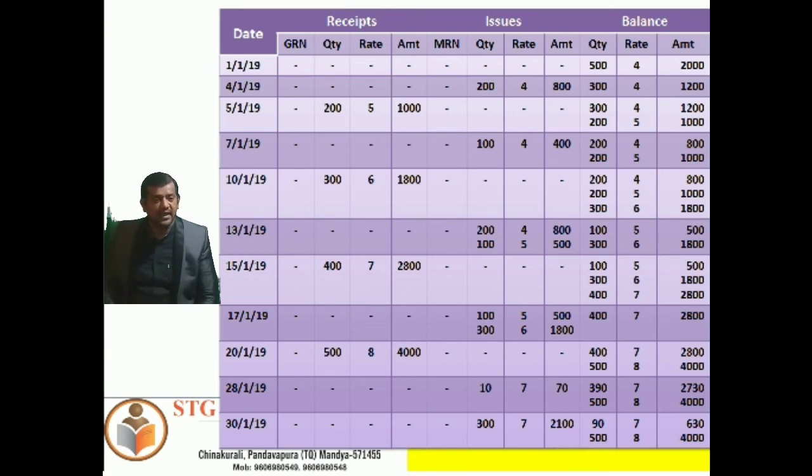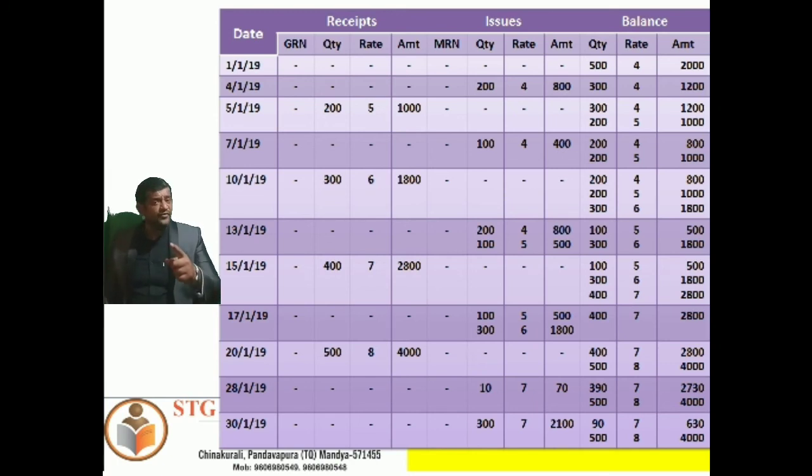On the last day of the month, that is 30/1/2019, there is an issue again. Receipts GRN nil, quantity nil, rate nil, amount also nil. Under issues, MRN is also nil, but under quantity 300 units has been issued at rupees 7. So 2100 rupees is the amount. So the balance will be out of 390. How many have I issued? 300 units. So the left out balance is 90 units at rupees 7 each. So amount comes to 630 rupees. And again 500 units at rupees 8, 4000 rupees is the balance.